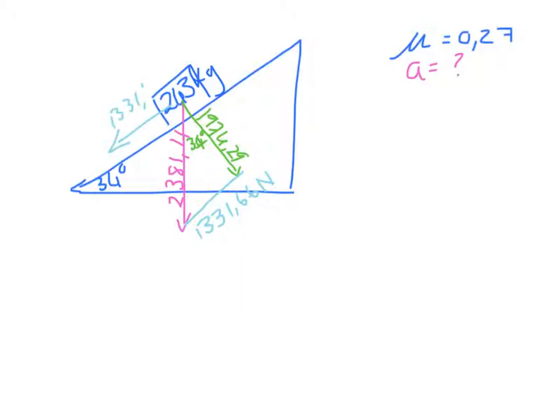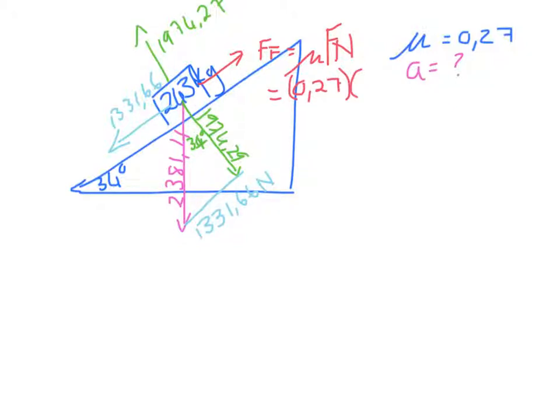Once I've done that, I know that the component down the plane is the component of weight, and the normal is equivalent to the component that is perpendicular. They have given me a coefficient of friction, so I try to work out the friction. Friction goes up the plane, and the frictional force is equal to the coefficient of friction, 0,27, times the normal force, 1974,27. When I work that out, I land up with 533,05.